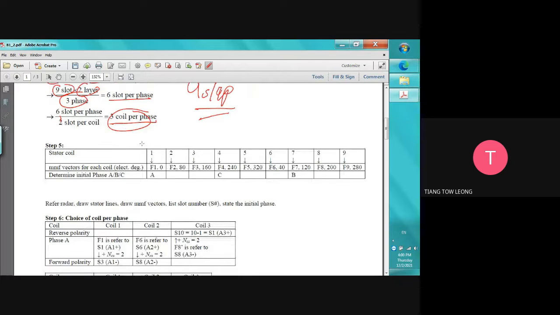Okay. Then step 5, stator coil, which is stator slot. So 1, 2, 3, 4, 5 until 9. Then MMF vector, just copy down F1, F2, F3, F4 until F9. Then determine the initial phase. Start from 0 first. Write 0 first. And then we want to collect the electrical degree.